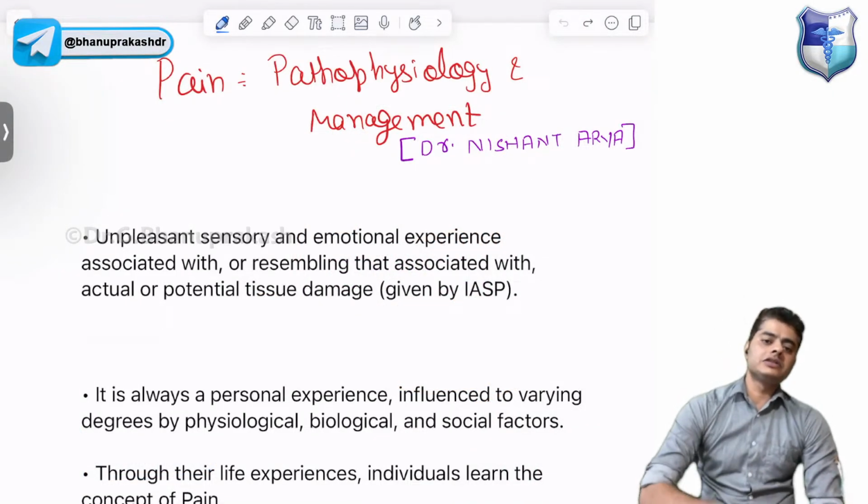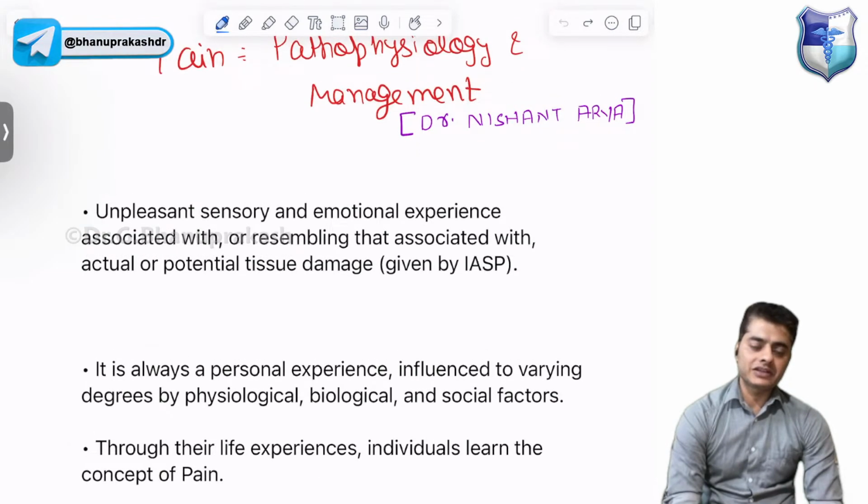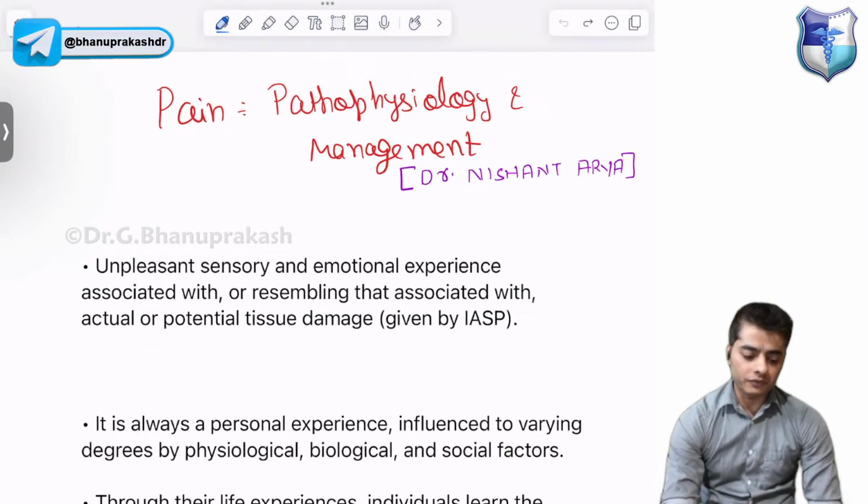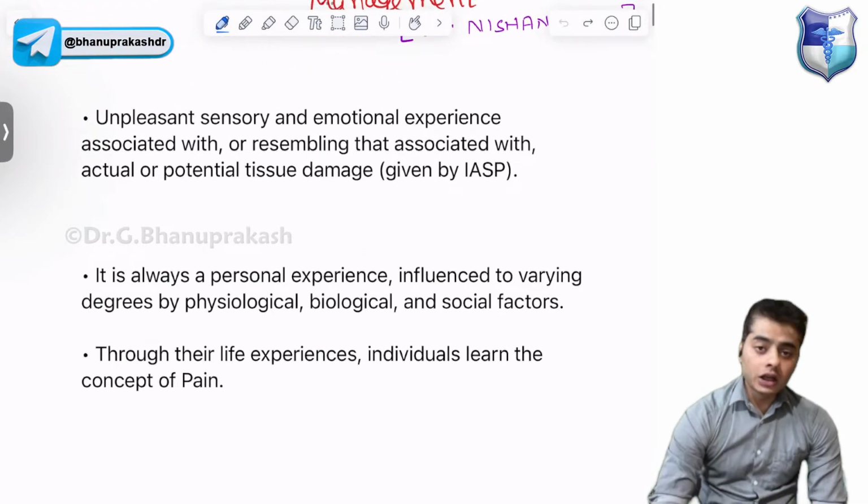Today we'll start our Harrison-based discussion, which will be from the pain section. In pain, first we will study the pathophysiology and management of pain. So, starting with pain. Now, what is pain?